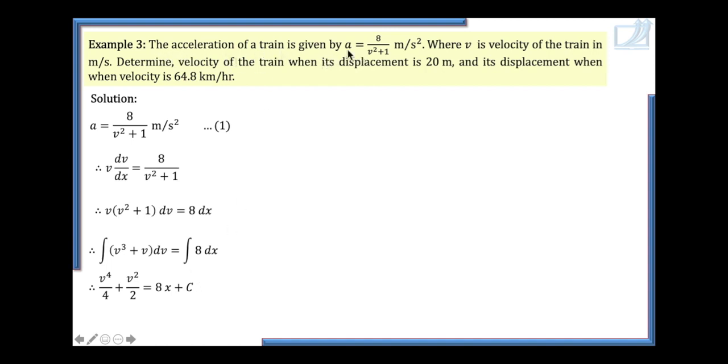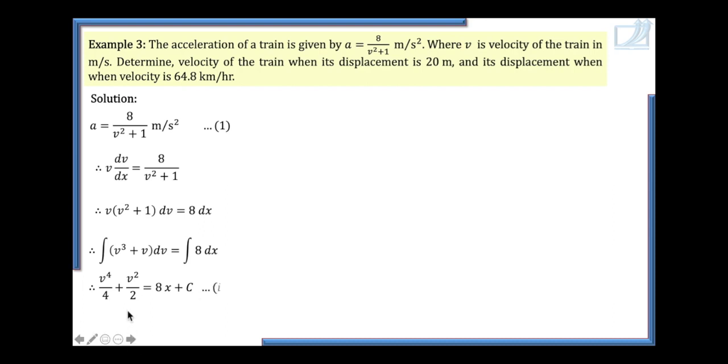Acceleration of a train is given by a is equal to 8 divided by v squared plus 1 meters per second squared, where v is velocity of the train in meters per second. Determine velocity of the train when its displacement is 20 and its displacement when velocity is 64.8 kilometers per hour. So there is no information that appears in the problem. It appears that there is no information in the problem to evaluate this constant. When not given, remember, and this is very important, if not given, assume that motion starts at origin with no initial velocity, means at t equal to 0, v0 and x0 are zero.